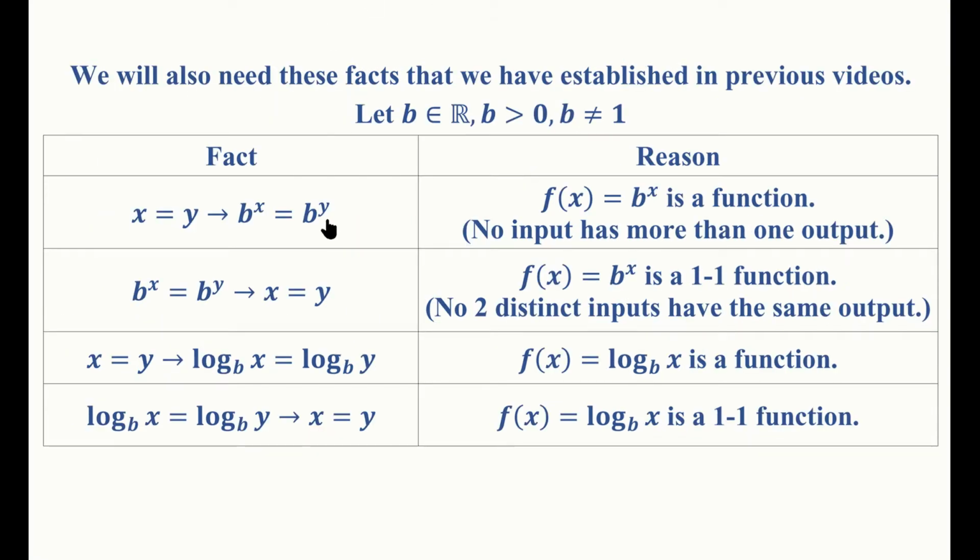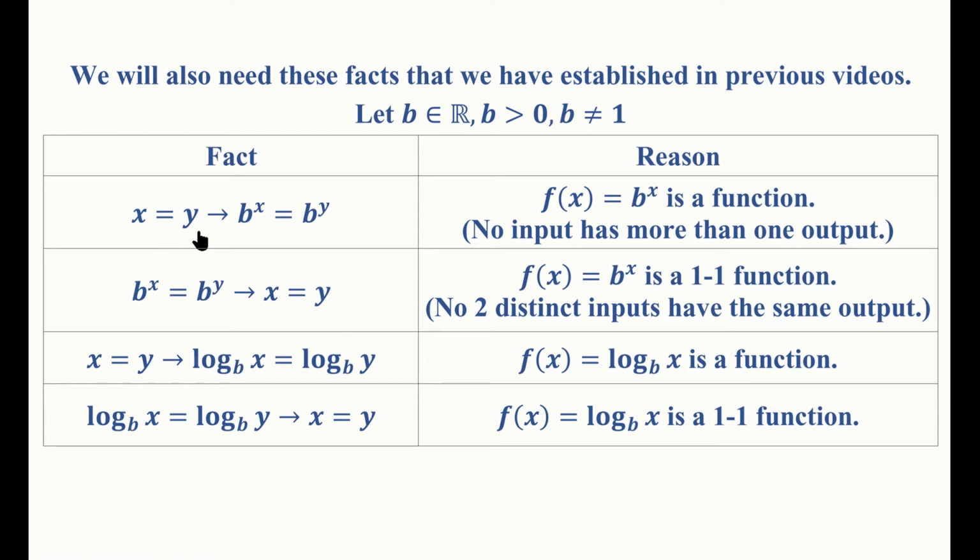We will also be utilizing these 4 facts that have to do with the fact that not only are both the exponential and logarithmic functions functions, they're also one-to-one functions. The first fact, that if x equals y then b to the x equals b to the y, is just justified by the fact that the exponential function f of x equals b to the x is a function.